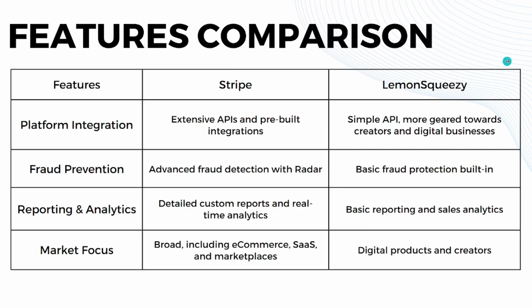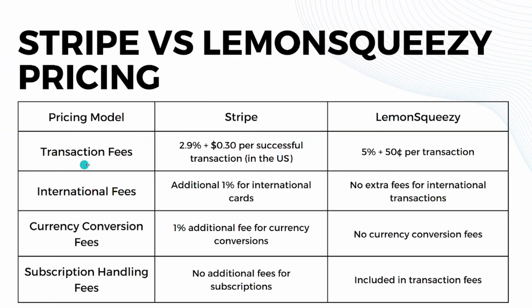Now let's go directly to the pricing. When it comes to transaction fees, Stripe requires 2.9% plus $0.30 per successful transaction in the US only, while Lemon Squeezy has 5% plus 50 cents per transaction. When it comes to international fees, Stripe requires an additional 1% for international payments or cards, while Lemon Squeezy doesn't add extra fees for international transactions.